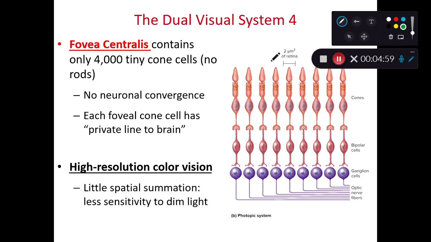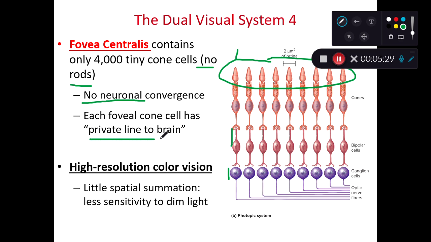I want to emphasize here, look at this. There are only cones. There are no rods. There is also no neuronal convergence. We have a 1-to-1 ratio of cone to bipolar to ganglion cells. This means, think of this like motor units from our muscular system, that we have the equivalent of very small motor units. We have very precise controls. Each cone has a private line to the brain.